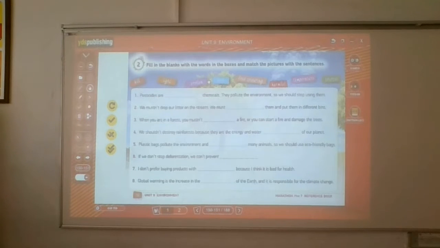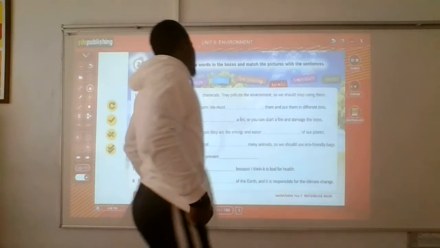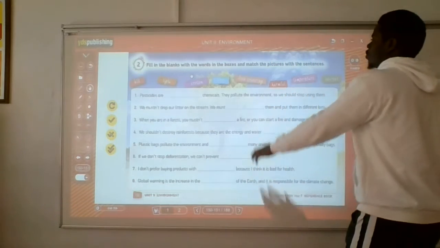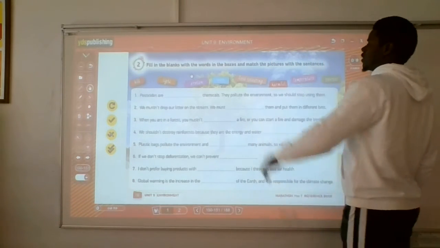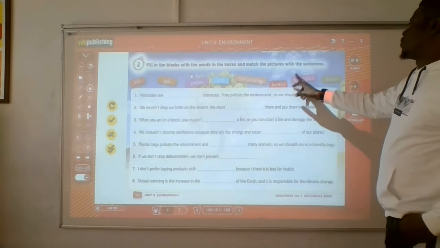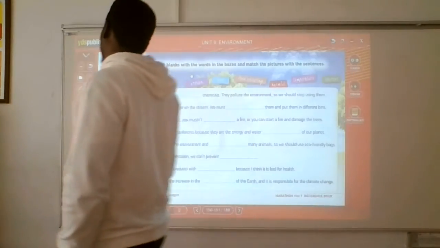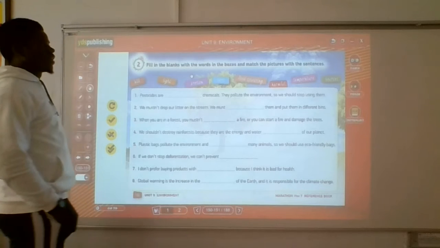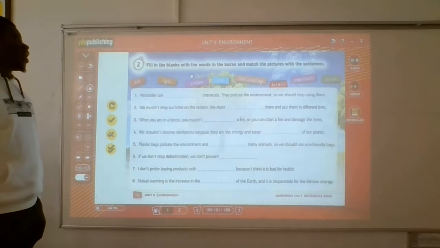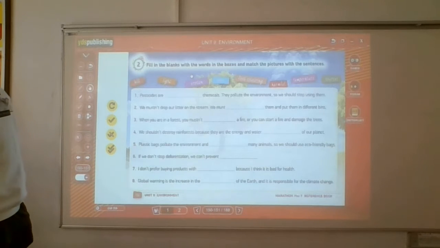Fill in the blanks with the words in the boxes and match the pictures with the sentences. Kill, verb to kill. Light, erosion, sort, food coloring, harmful, temperature, sources. Now number 1, pesticides are dash chemicals. They pollute the environment.